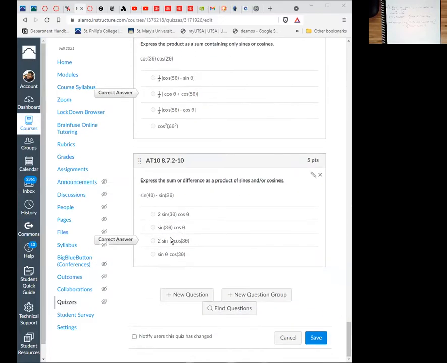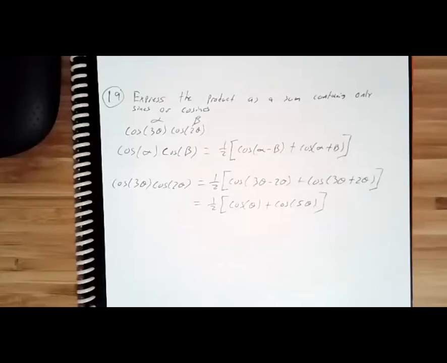20 would be the same. It's just they use a difference. So use the sum to product instead of product to sum. All right, that's all for the review. If you guys have any questions.